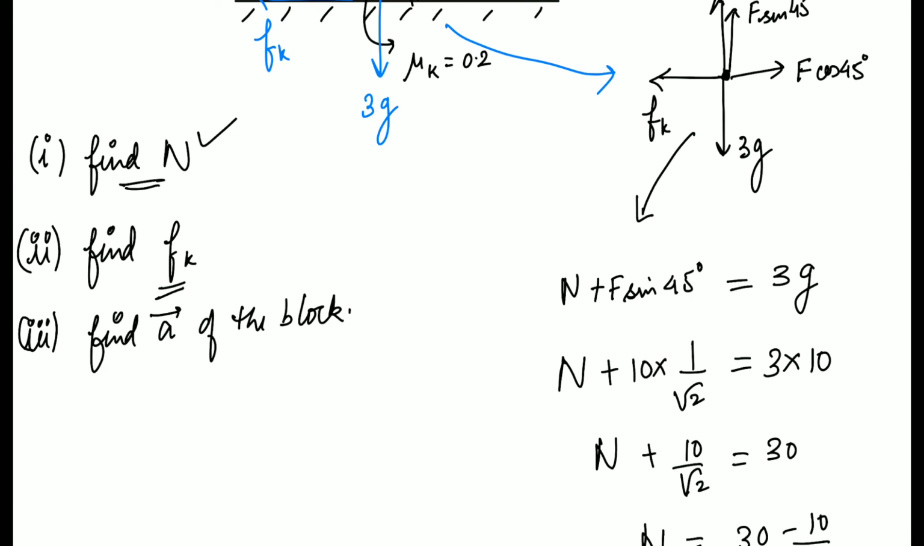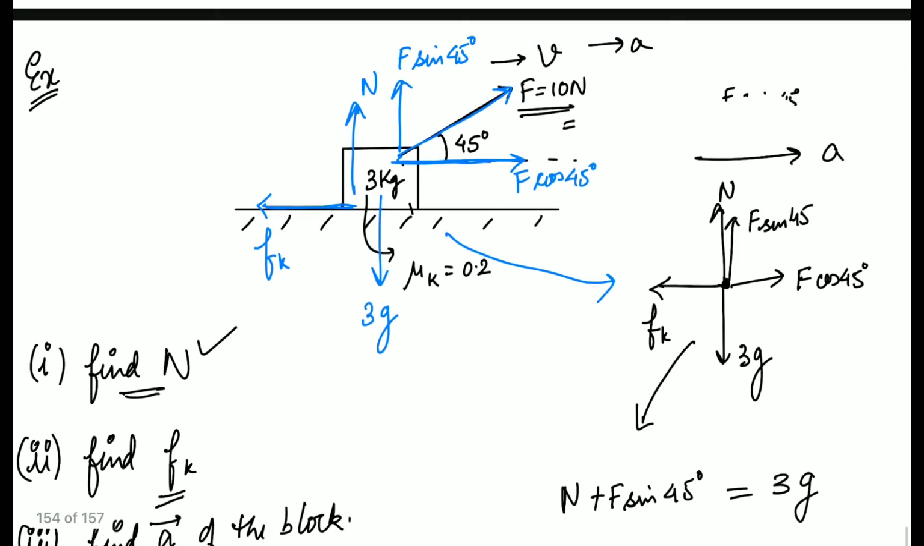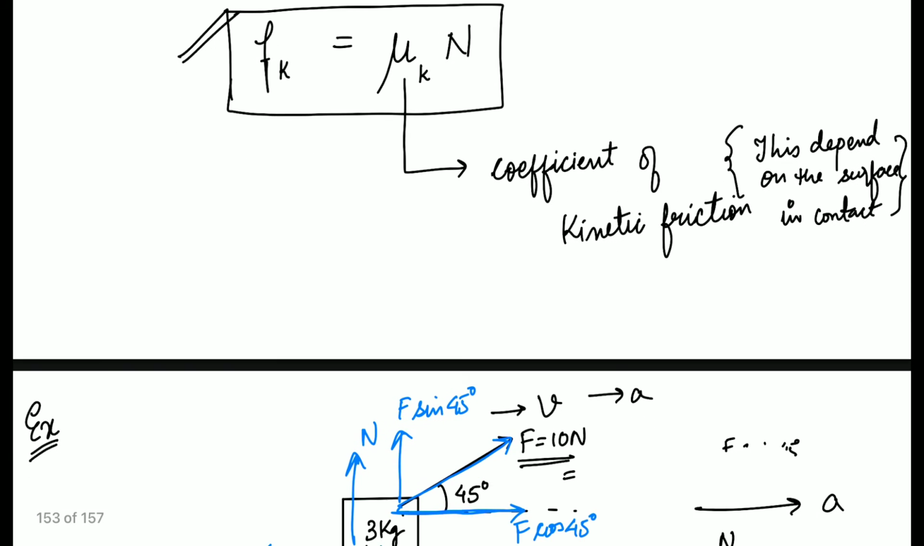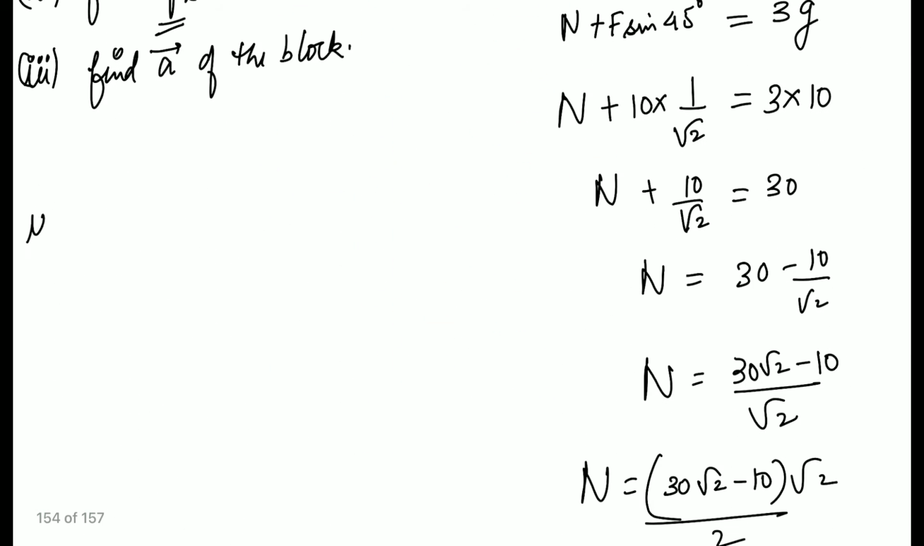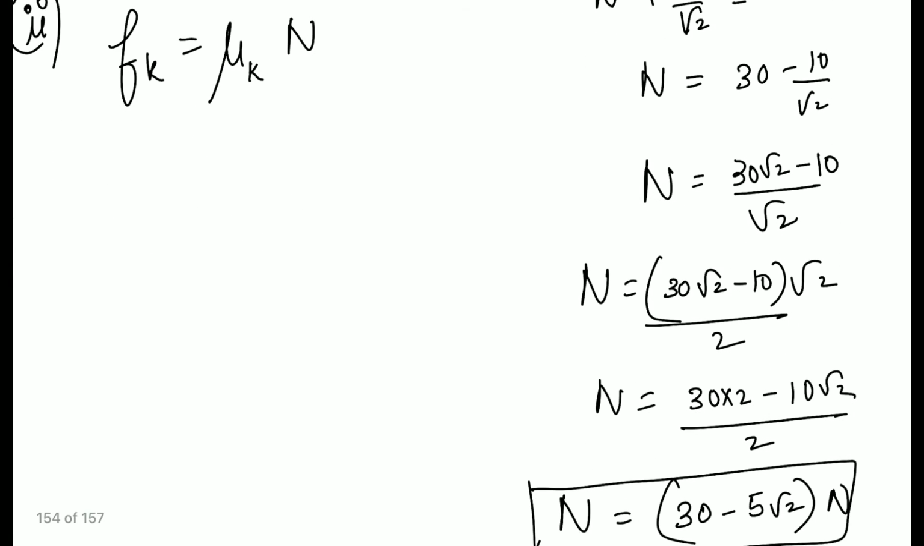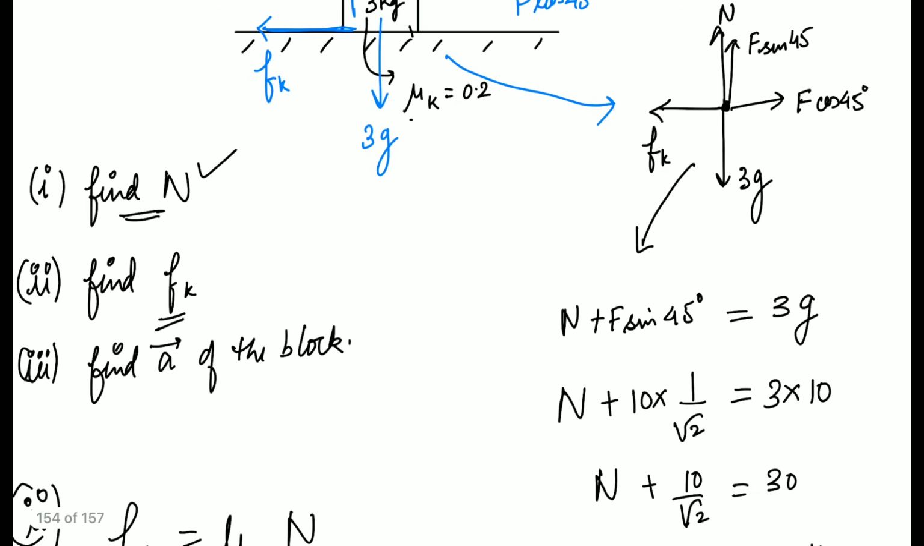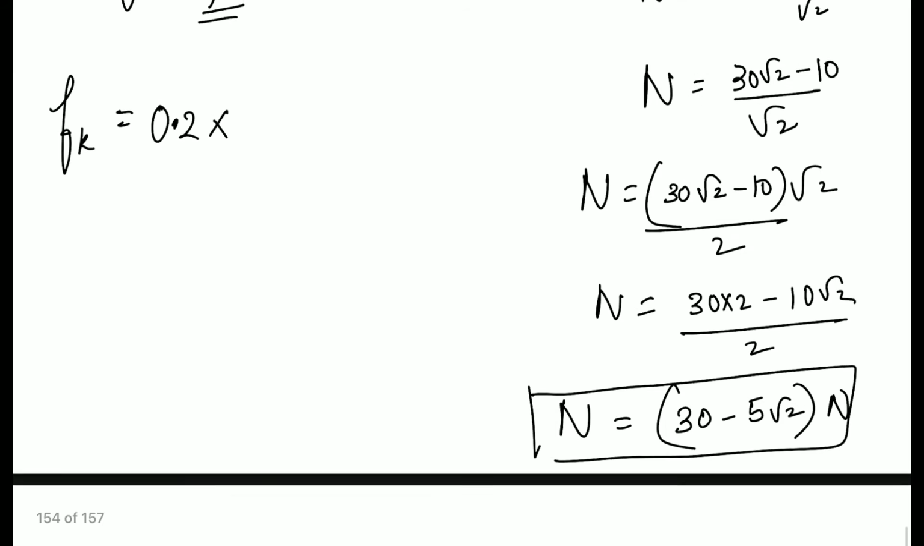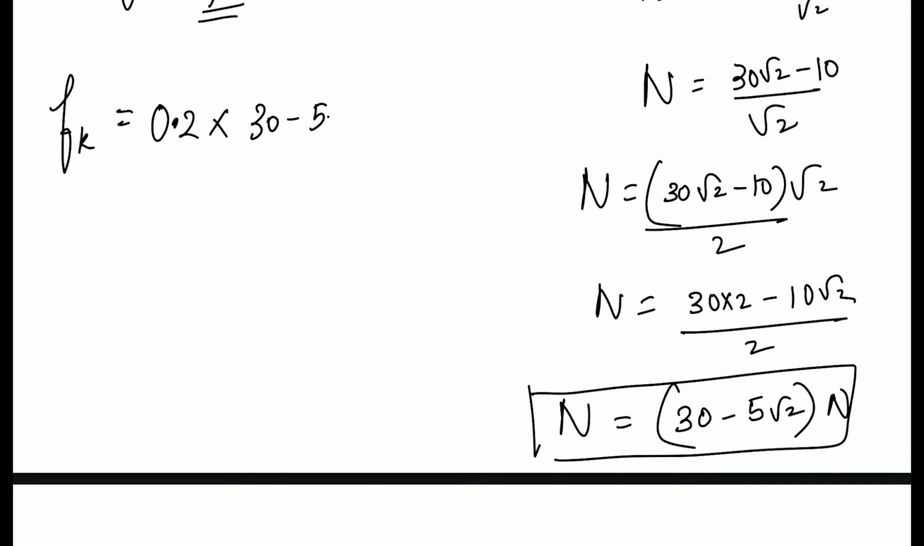Next thing is I need to find out Fk. If you remember, this is the formula to find the value of Fk. So Fk is mu k times N. I know the value of the normal reaction, and I also know the value of mu k. It's given: mu k is 0.2. So 0.2 into the normal reaction, which is 30 minus 5 root 2.